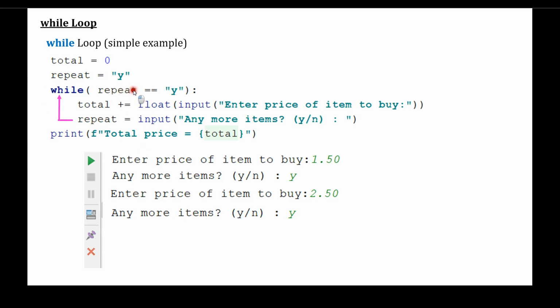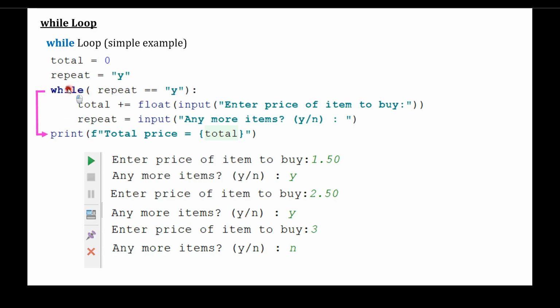Okay, so since the user said yes, you ask them for the third time, enter price of item to buy, and the user enters 3. 3 is added to the total, now total is 7. You ask the user any more items to buy, the user says no. Then you go on and check, is it yes? And in this case, the test condition returns false because the user did not say yes. Then you exit the loop and you print out the total. That's where you see total price equals 7.0.